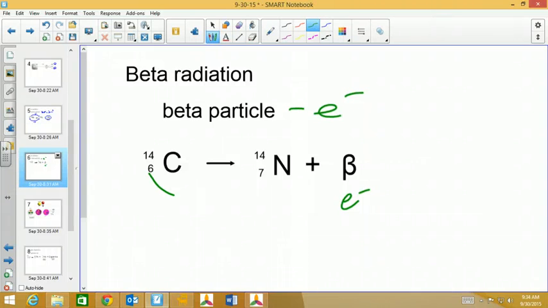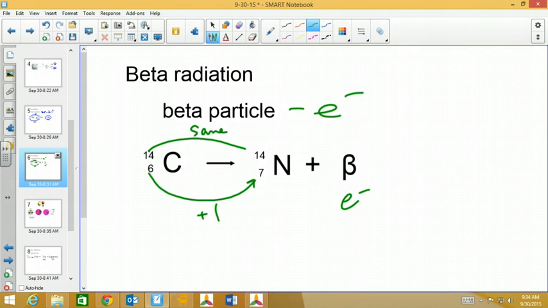So you see how this went from 6 to 7? And you say, wait, you gave off an electron. How did you add another number there? But the atomic masses, these are the same, right? So this is +1, but these are the same.